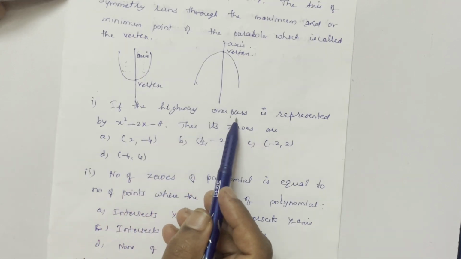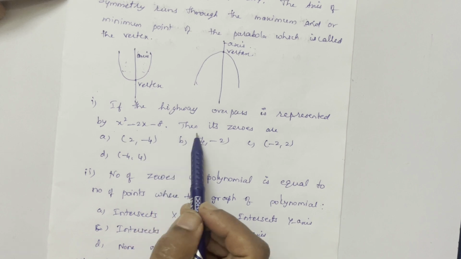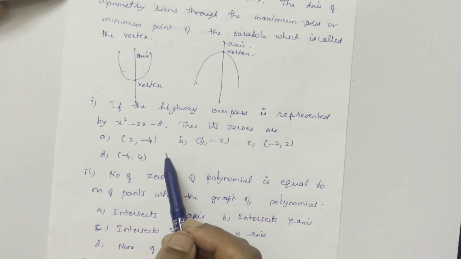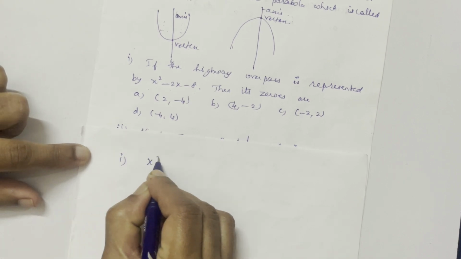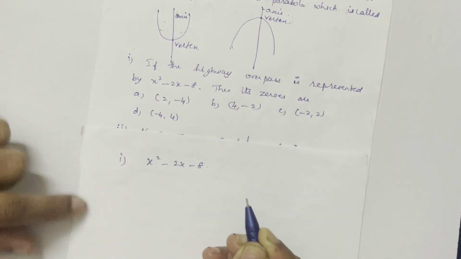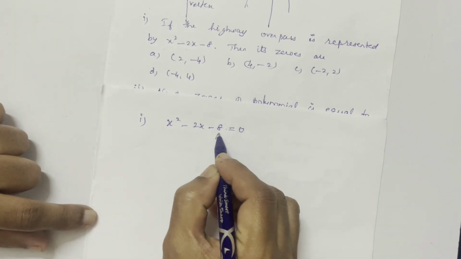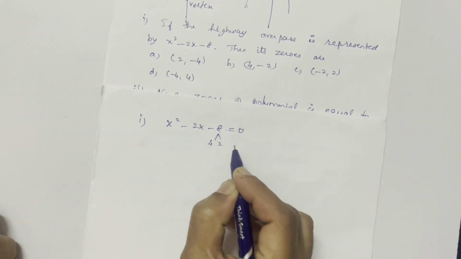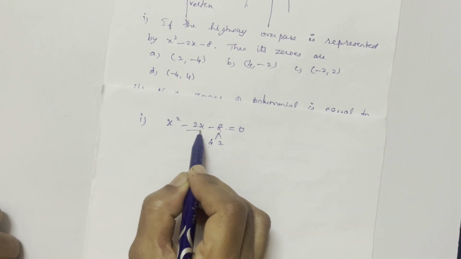If the highway overpass is represented by x square minus 2x minus 8, then its zeros are? So what are the zeros we have to find? Let us take the equation first. X square minus 2x minus 8 equal to 0. Now let us split the middle term. 4 twos are 8. We can split 8 into 4 into 2. 4 minus 2 will become 2.